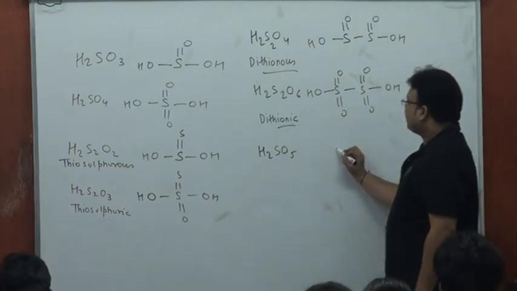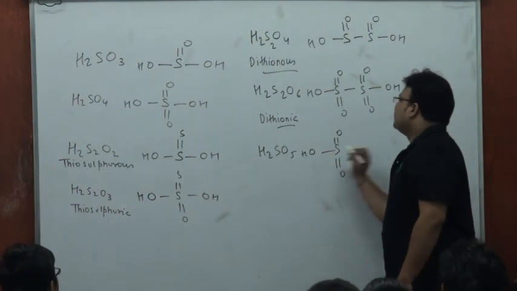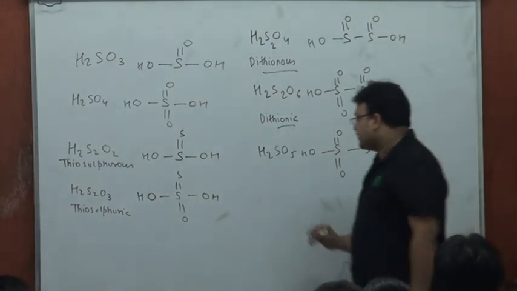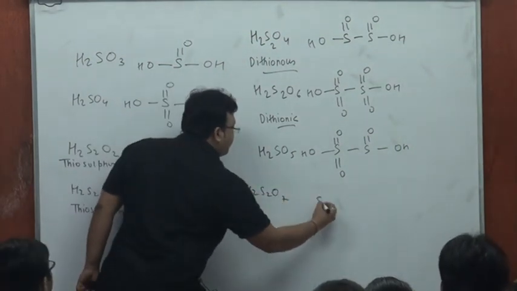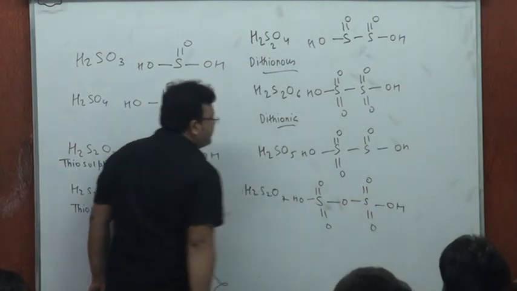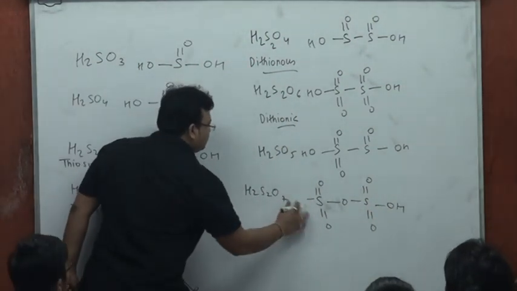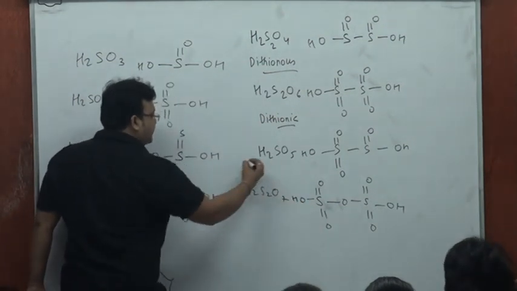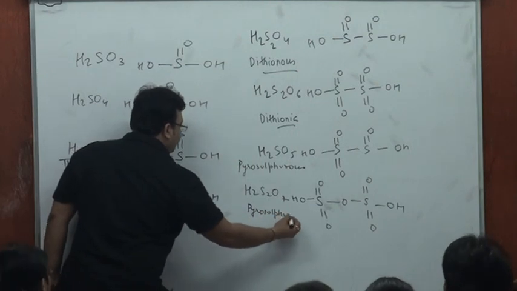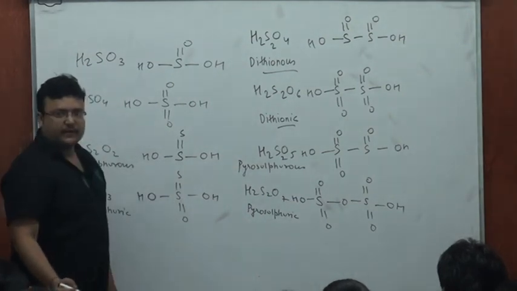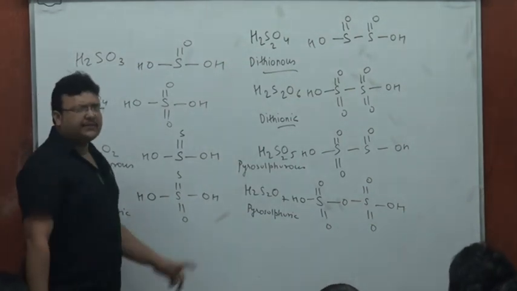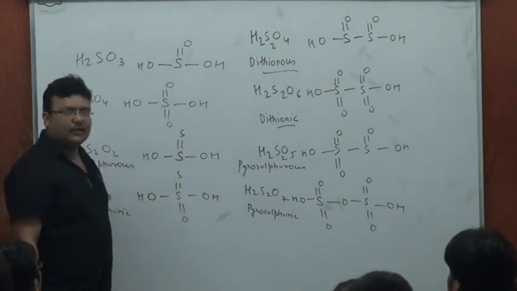H2SO5 or H2SO7 can't be symmetrical because of odd number of oxygen atoms. Now for H2SO5, one end is going to look like sulfuric, another end would look like sulfurous. H2S2O7 would be a structure of this kind. Now this is called pyrosulfurous. The other one is called pyrosulfuric. I'm sorry, it's H2S2O5, pyrosulfurous. H2S2O7, pyrosulfuric. There's another popular name of this acid. It's called oleum.